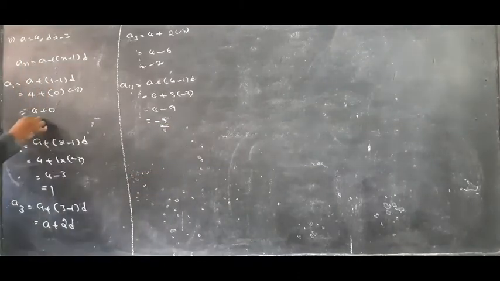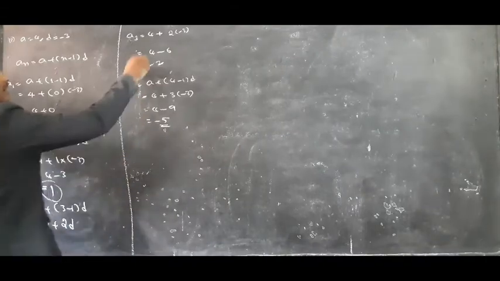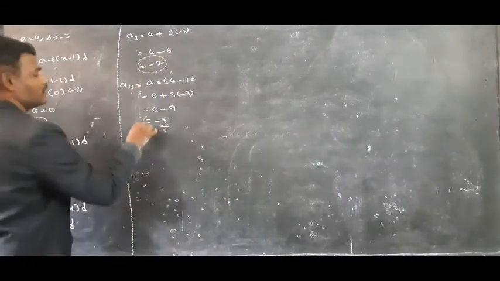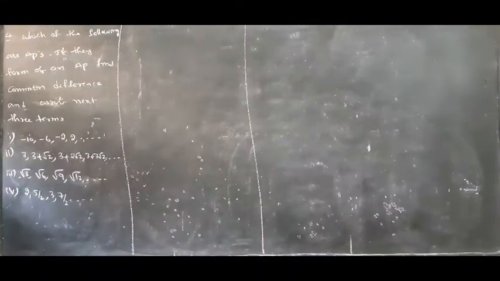So what are the required first 4 terms? First term is 4, second term is 1, third term is minus 2 and fourth term is minus 5. So these are the required first 4 terms of the AP. If they form an AP, you have to find the next 3 terms.